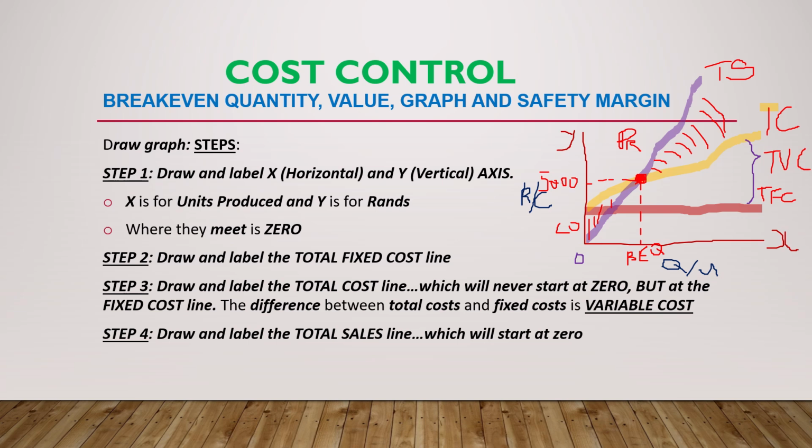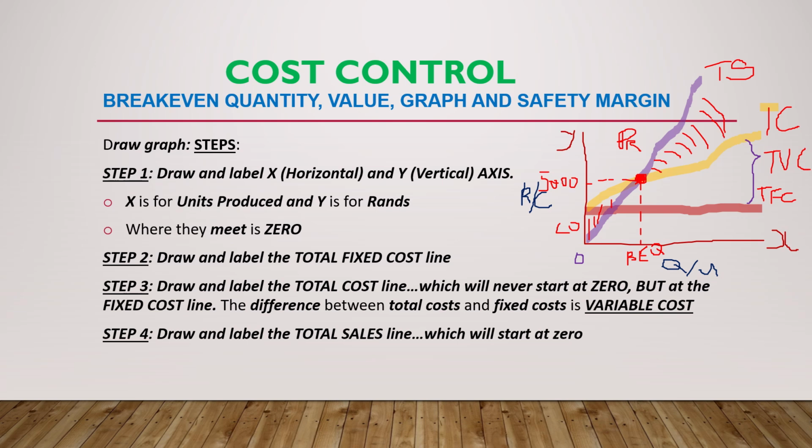Now, what's the safety margin? We said the safety margin is when the business is starting to make a profit. So in this graph, we were making a loss, and then we broke even. Then after breaking even, we started making profit. So after this break-even quantity, if we say the break-even quantity is 20,000, if we sell 20,001 units, then we are starting to make a profit. That's the safety margin, right? The safety margin is after breaking even.